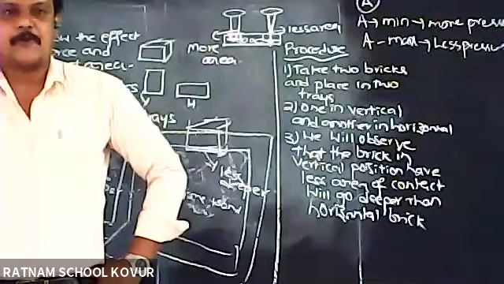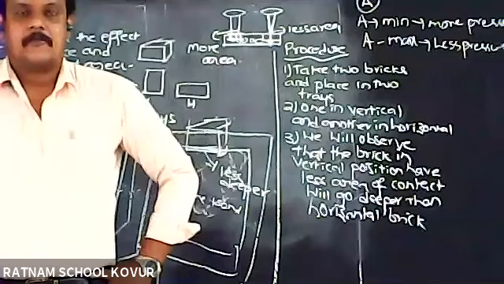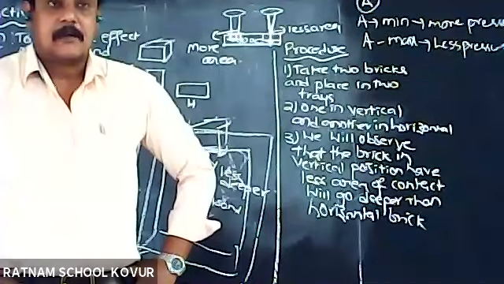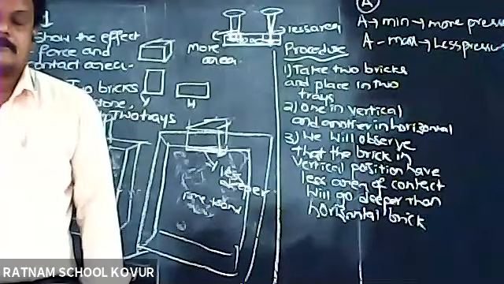What is the SI unit of force? Newton. What is the CGS unit of force? Dyne. What is the SI unit of pressure? Newton per meter square. What is the CGS unit of pressure? Dyne per centimeter square.